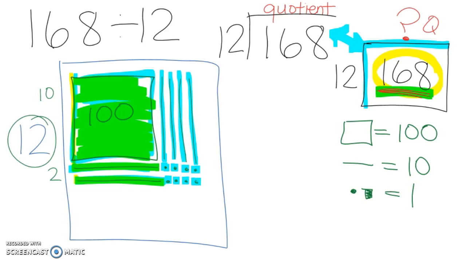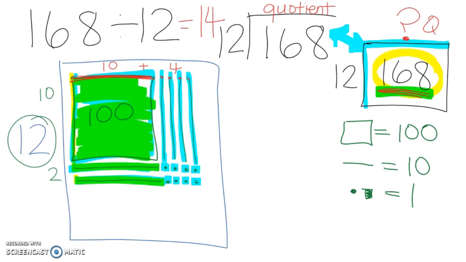And our quotient will be the length of this side. We have 10, 11, 12, 13, 14. So 168 divided by 12 equals 14. Feel free to rewind the video and you'll be able to see how we got the quotient.